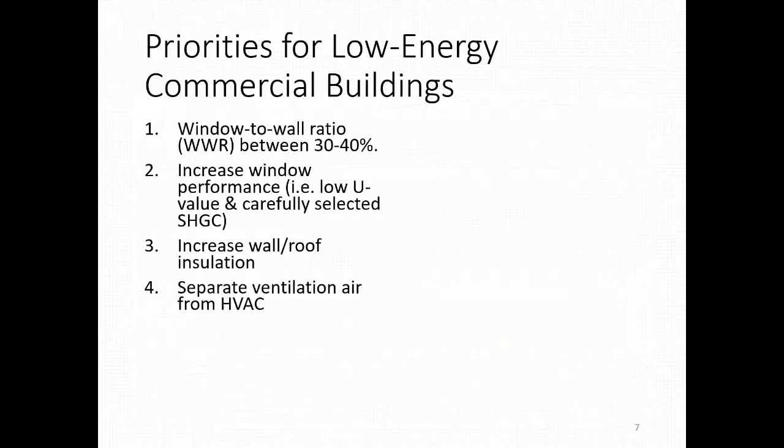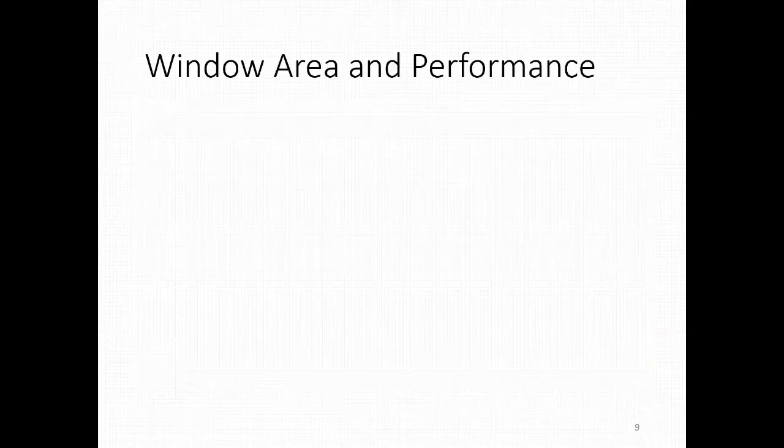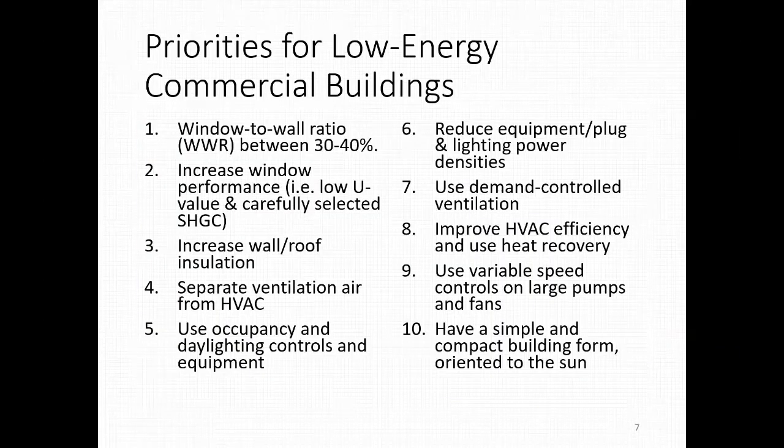So we remember all of these priorities because we've looked at them a whole bunch. But remember, we're looking at window to wall ratio, increasing window performance, insulation, and having a simple and compact building form oriented to the sun. And this list is from your book. They should probably have tightly sealed envelope on here and have air control as one of those, because you can have really high values of insulation in your wall.